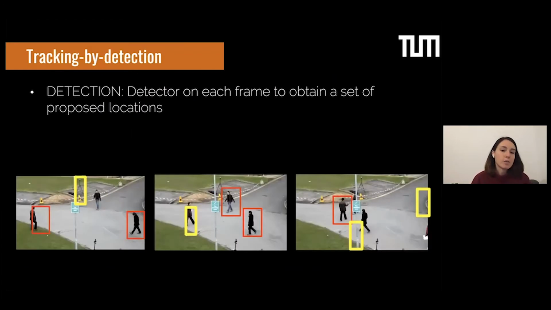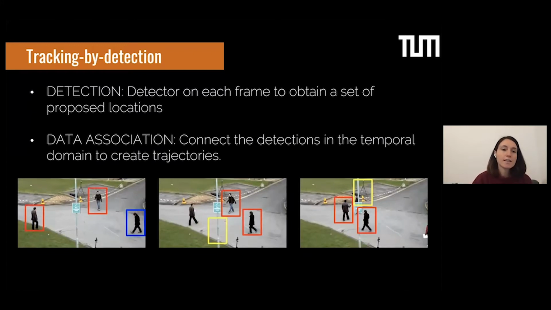Classically, multiple object tracking has been tackled with the paradigm of tracking by detection, which means that you split the problem into two parts. The first part is called detection, in which you take any detector, Faster R-CNN, YOLO, or any of the newer detectors that are appearing nowadays, and you use it on each frame independently to obtain a set of proposed locations where objects of interest could be. As you can see in this very easy example, there might be some error cases marked here in yellow: some false positives, some false negatives, or some badly located boxes.